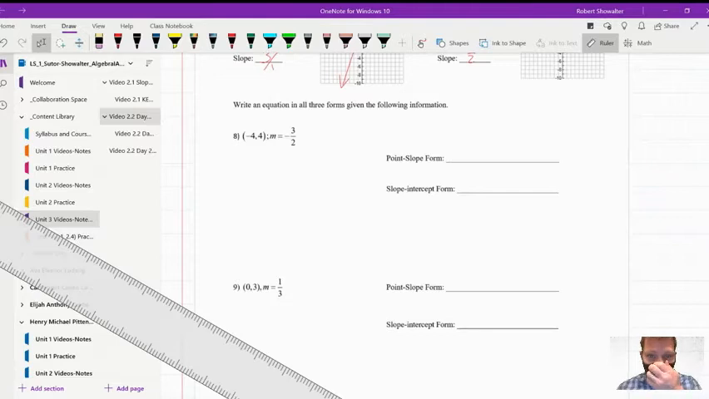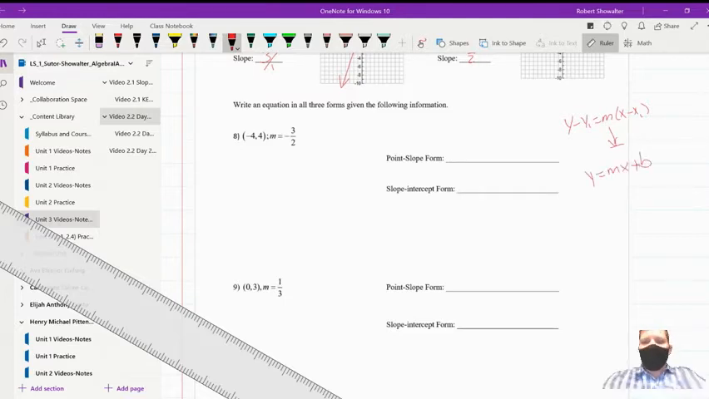Write an equation in all three forms given the following information. All three forms? We just need two forms. It's not three forms, it's just two forms. But look at it. We're looking for the point slope form and we're looking for the slope intercept form as well. Okay, so whenever we have this, again, I told you at the beginning of this, we start in point slope form often, and then we drop that into slope intercept form as we turn around and work through it.